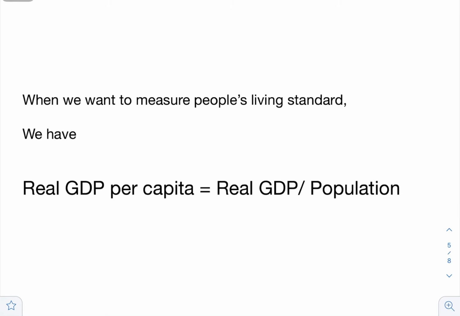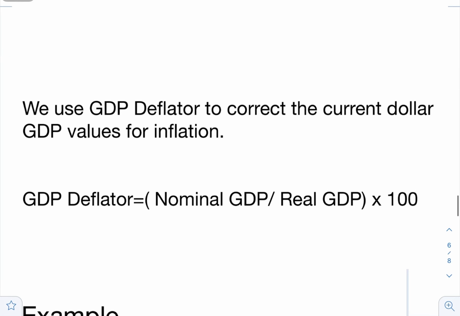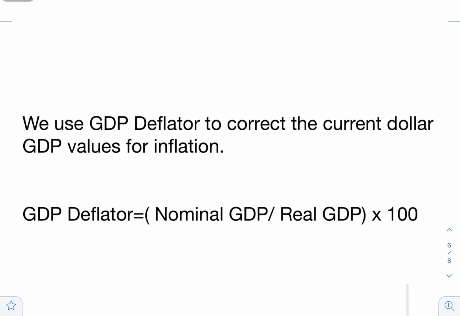And sometimes we want to measure people's living standard through GDP. So we have real GDP per capita. It equals real GDP divided by population. The last one is the GDP deflator. We use the GDP deflator to correct current dollar GDP values for inflation. And the GDP deflator equals nominal GDP divided by real GDP.